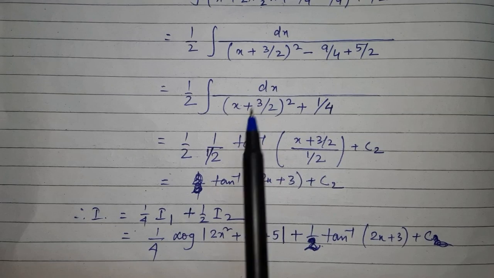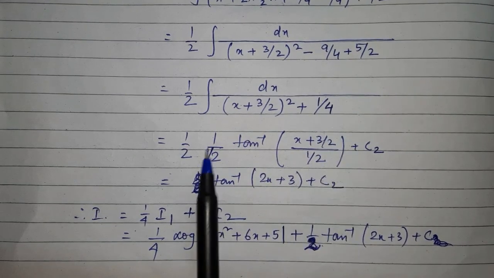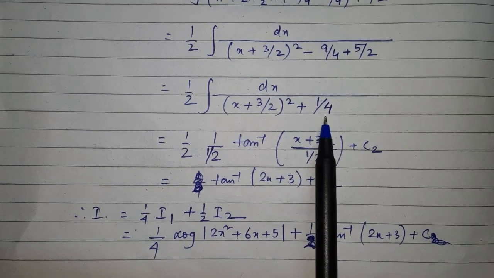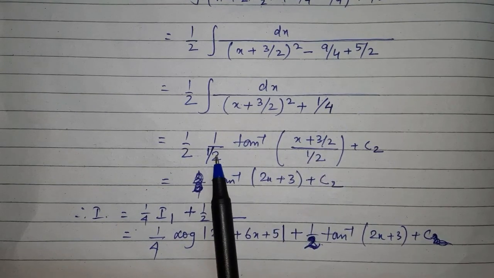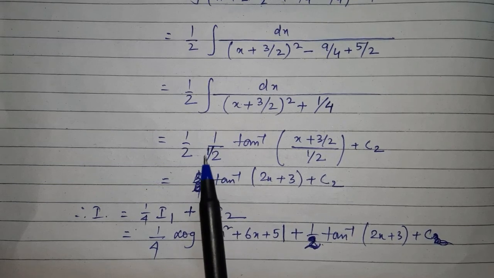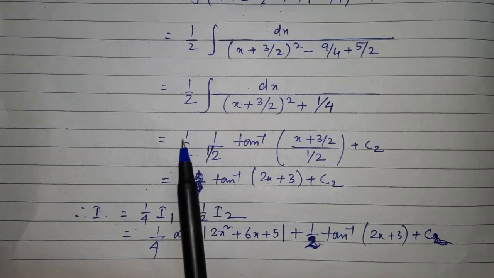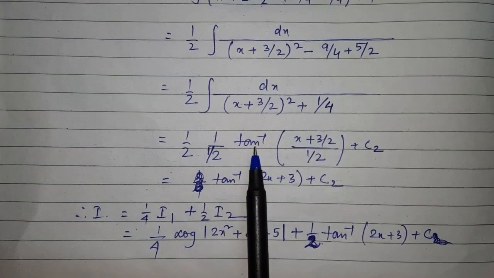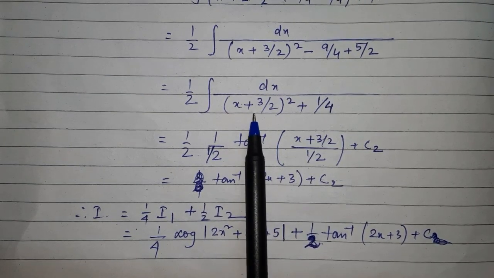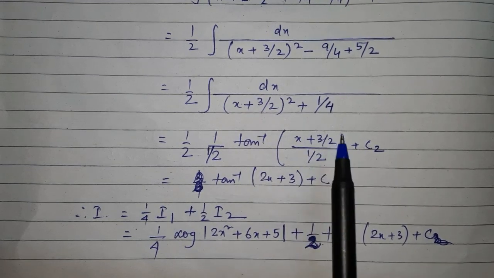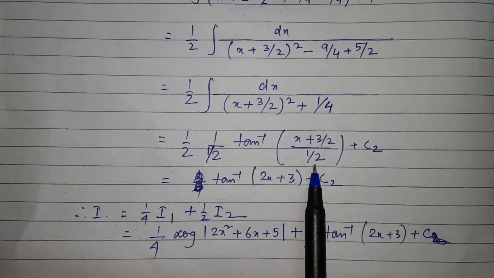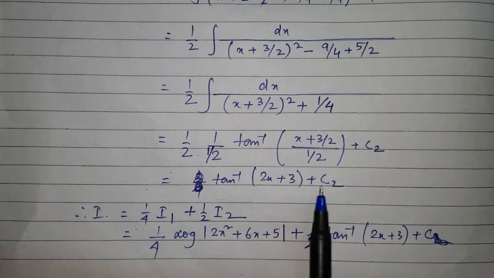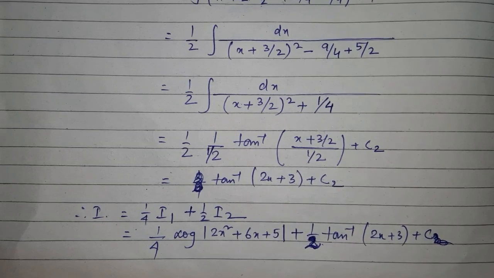The integration of dx by x square plus a square is 1 by a tan inverse x by a. Now as we know that a is 1 by 2. So therefore 1 by a means 1 by 1 by 2. So ultimately this will be cancelled out. So 1. And this is tan inverse x by a. Here x is x plus 3 by 2, by a is 1 by 2. So after simplification it will be tan inverse of 2x plus 3 plus c2.